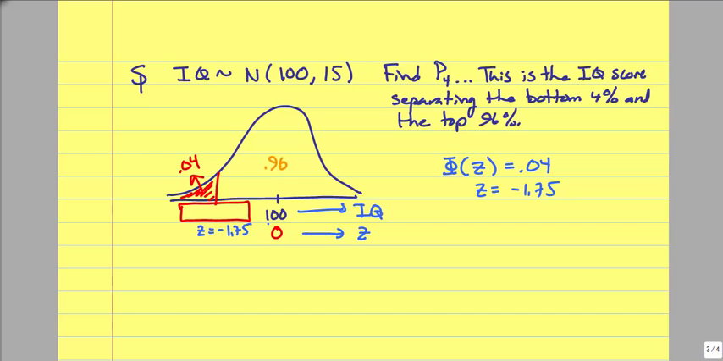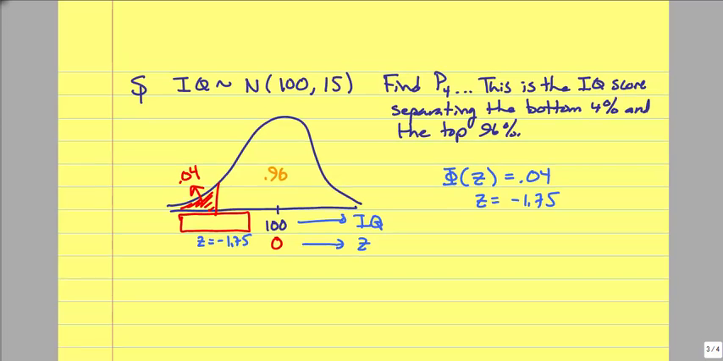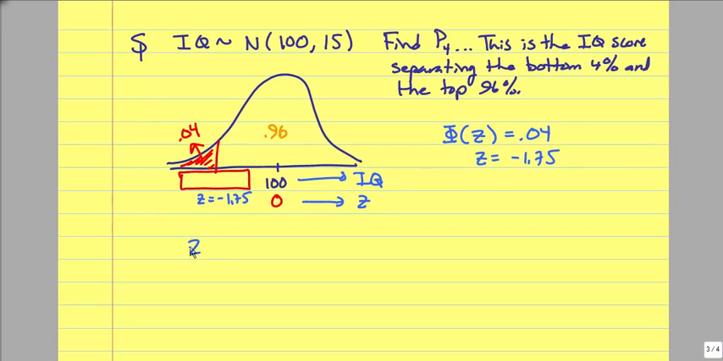Now what I need to do is figure out, if one standard deviation is 15, how many standard deviations is 1.75? And the way we can solve this pretty easily is by using z equals x minus mu over sigma. If you think about it, we know z, it's negative 1.75. What we don't know is this value for the IQ, this value of x. We do know mu, and we do know sigma. Now we just use good old algebra to help us solve for x.